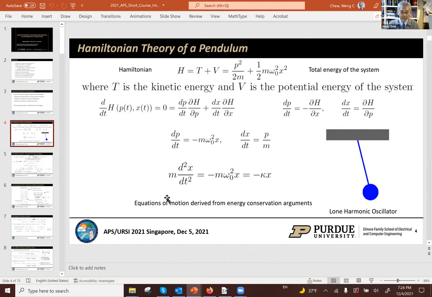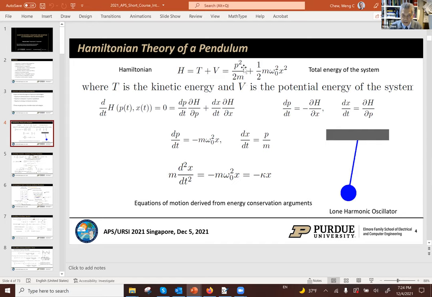So you can look at this problem classically, and in the classical way, you can look at it two ways. One is through Hamiltonian theory. The other one is through Newton's law. And let's do it through Hamiltonian theory. Assuming that we know the Hamiltonian of this system, which is the sum of its kinetic energy plus its potential energy, P is the momentum here.